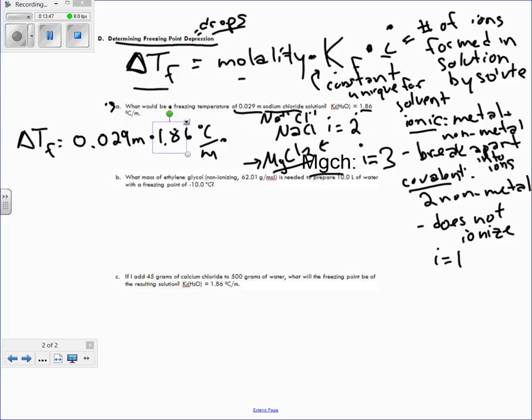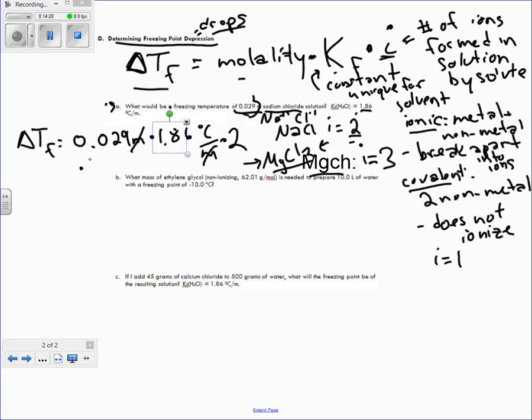The last thing that I need is this i. Now we said earlier, we figured out sodium chloride. It's going to be a 2. Now this is a unitless number. We just get to write 2. Now if you're keeping track of your units, our molalities cancel out. And so we are going to figure out what our delta T is going to be by multiplying 0.029 by 1.86 by 2. And now I get an answer of 0.10788. I can keep 2 significant figures according to that number.